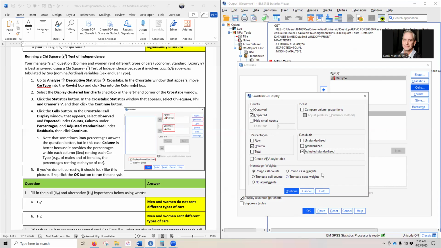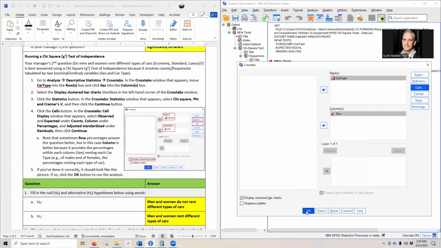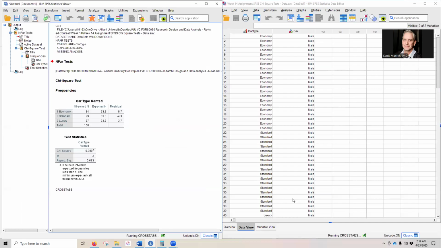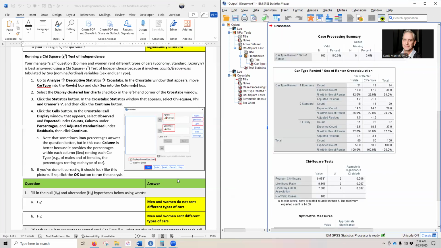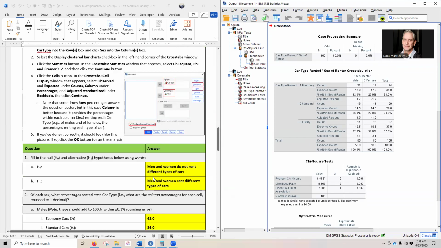We also want to get adjusted standardized residuals. Those are kind of like z-scores that tell you, hey, something weird's in the cell. If the chi-square is significant, it helps you interpret things. So column, expected, adjusted, and observed was already picked. And continue and click OK. And we've got our second test, our chi-square test of independence.